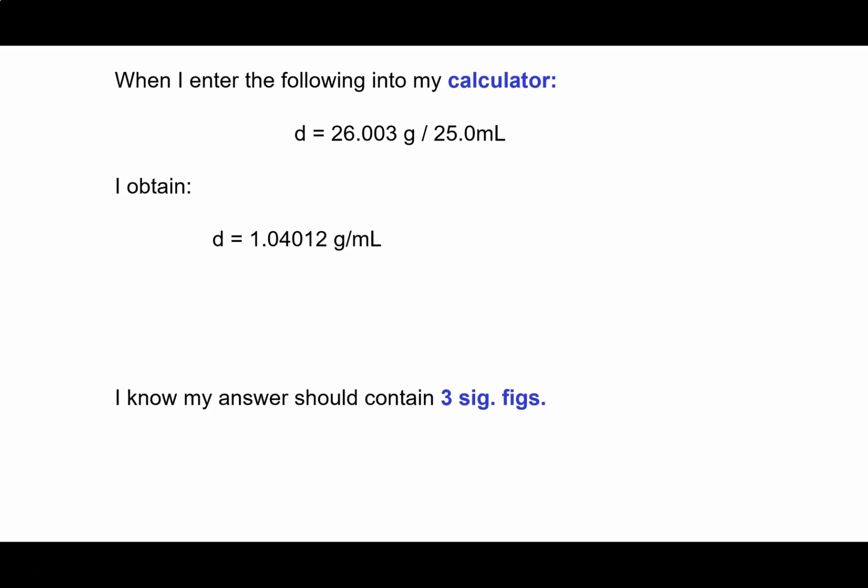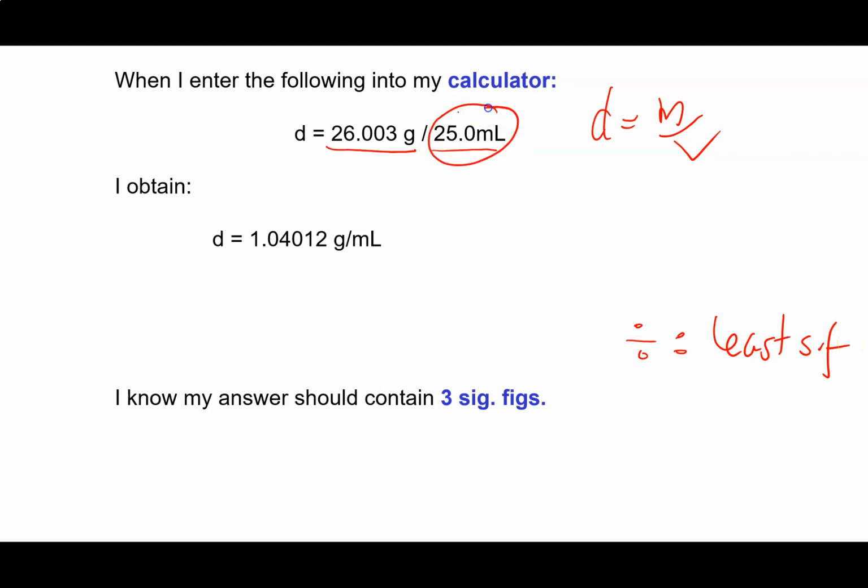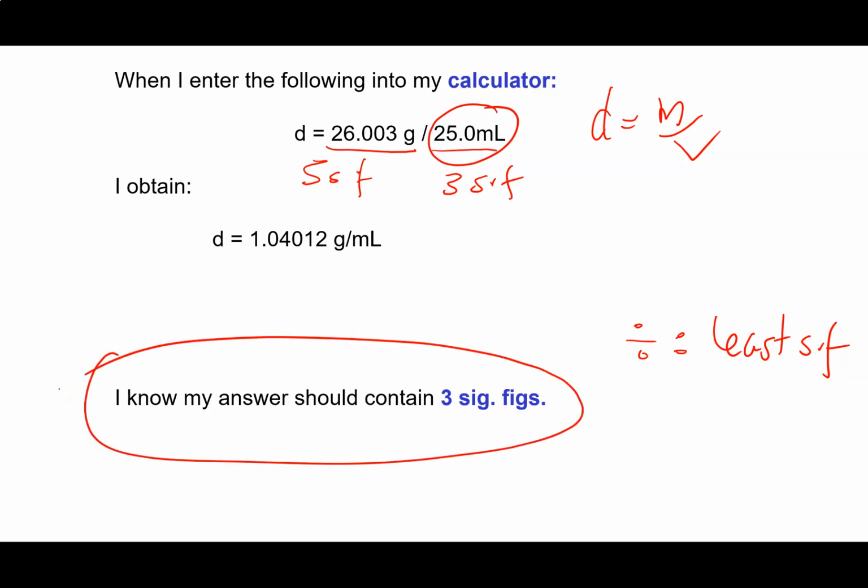Okay, so there is a little bit of a problem here. Say I'm calculating a density. Remember that density is mass over volume. So I measure the mass of my object, 26.003 grams. I measure my volume, 25.0 mils. I know that I'm doing division here, so I need to go with least sig figs. That's my rule. So least sig figs is this guy. This number here is 5 sig figs. This number here is 3 sig figs. 3 is smaller than 5, right? So I know my answer should contain 3 sig figs, but when I put it into the calculator, I get that.